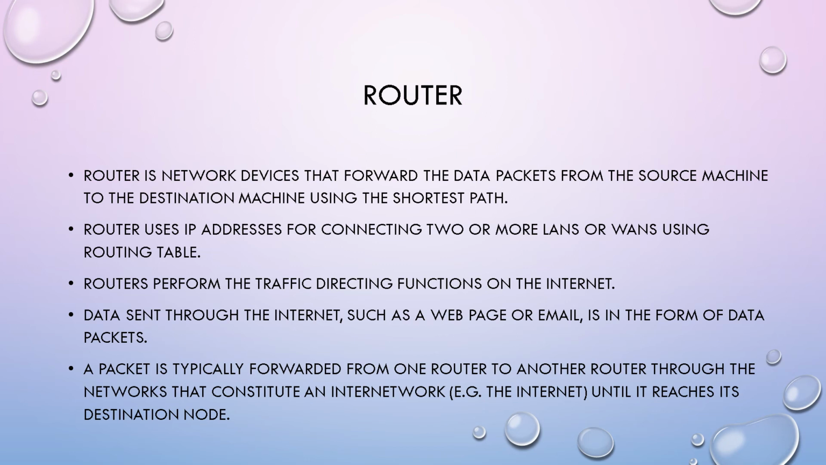Take the example of your home. While going from your home to school there will be many ways, but you will always take the shortest path. Likewise, when you send a text message or a video or make a call, the router will go with the shortest path. Now a router uses IP addresses for connecting two or more LANs or WANs using a routing table.